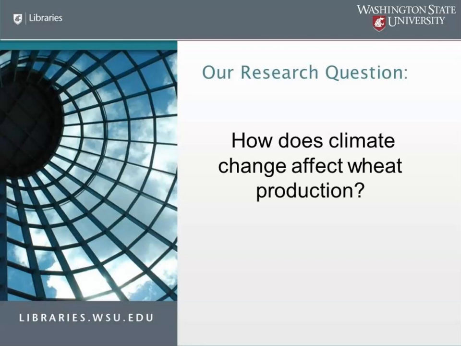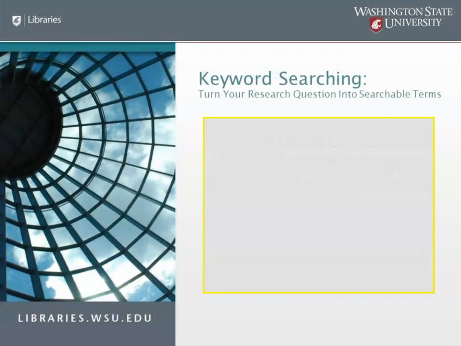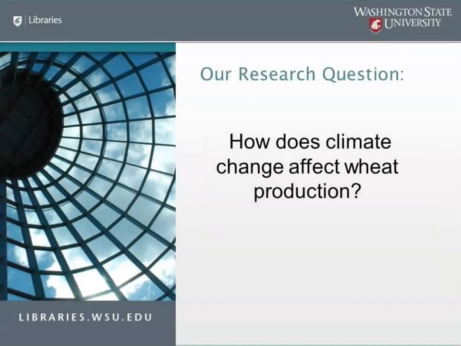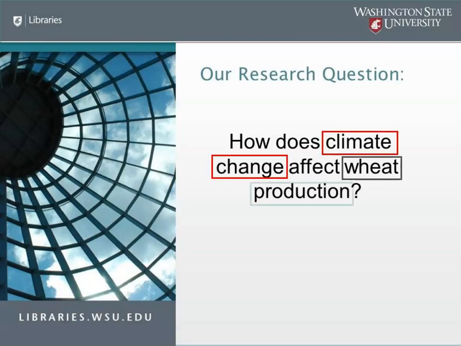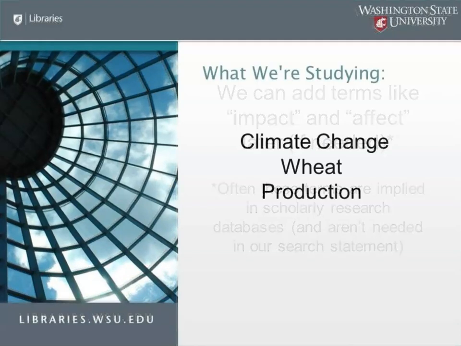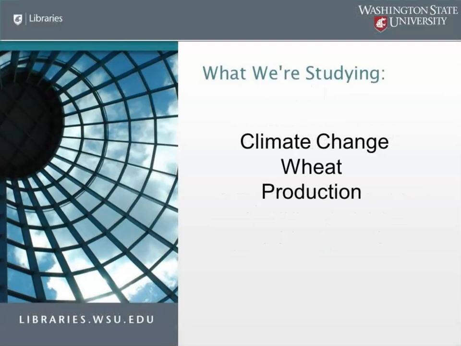So what are those words? When I'm looking for keywords, I often ask myself, what am I studying? What are the variables? So looking back in our research question, what impact does climate change have on wheat production? I can pull out climate change, wheat, and production. Terms like impact or effects I'm going to ignore for now as we're looking in a research database. So many of these articles are already looking at effects and impacts. So I'm just going to focus on those variables. Okay, now we have our three key concepts: climate change, wheat, and production.